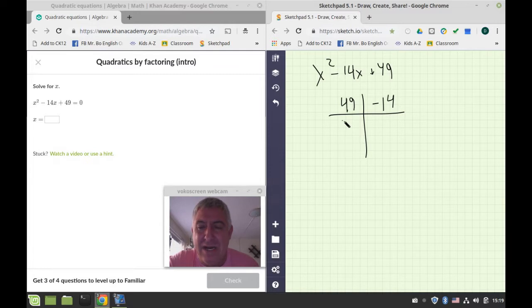So for 49, I have 1 times 49, negative 1 times negative 49, 7 times 7, and negative 7 times negative 7. And there are the factors, and the sums are 50 and negative 50, and 14 and negative 14. So we want negative 14, so these are our two.